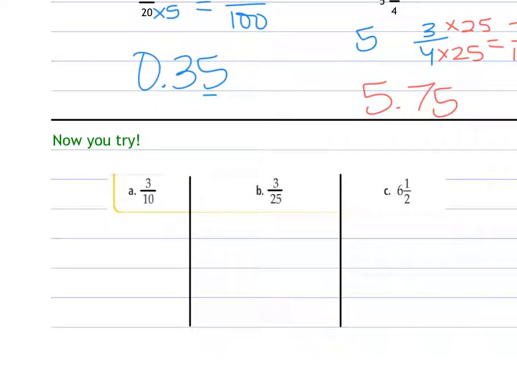Couple here for you to try. Pause on your own and try them, or as I go through them, follow along with me. So 3/10, I already have a denominator that's a nice 10, so I don't have to do anything. If I just read it 3/10, that tells me how to write it as a decimal with the 3 in the tenths place. Don't have to even do anything with that one.